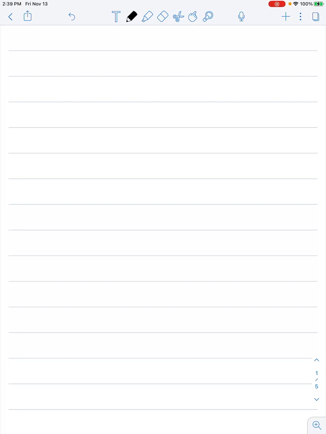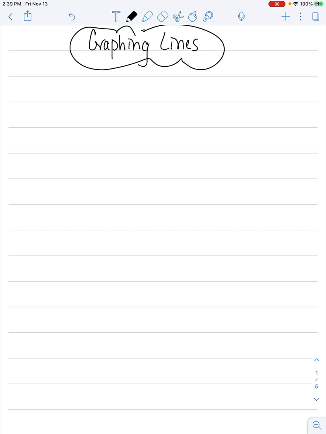Hey guys, so today we're going to take a look at graphing lines. So the first thing I want to remind you of is we have already started talking about slope. Remember, slope is the steepness of the line, and we're only going to be focused on graphs today, so remember to find slope, we use rise over run.